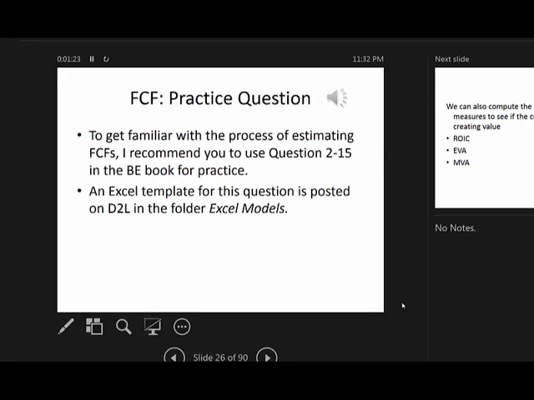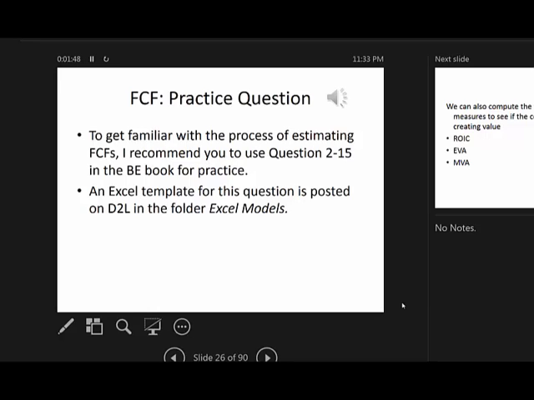In the last couple of slides, we introduced the process to calculate free cash flows for a company based on the balance sheet and income statement data. Free cash flow is one of the most essential topics in corporate finance. However, the calculation of free cash flow can be pretty complicated because of the multiple steps involved.